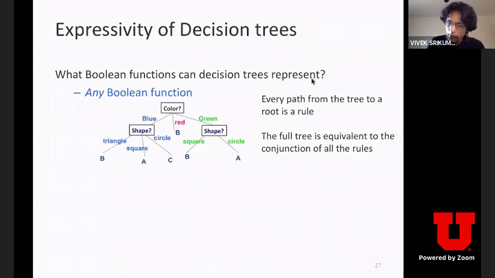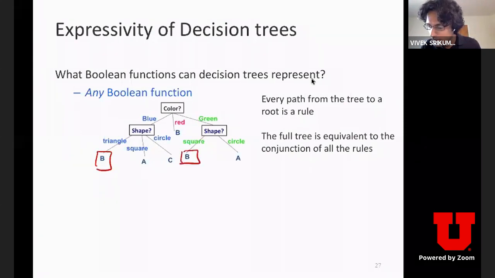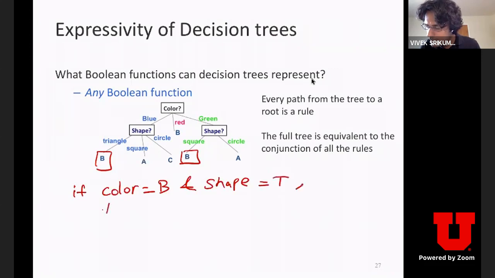So when we talk about the expressiveness of decision trees, well, the answer is actually rather simple. Decision trees can represent any Boolean function. And the way to think about that is, let's take this tree here as an example. So when will the label be a B? So the labels will be here, and here. So I can say something like, if color equals blue and shape equals triangle, then, or actually, let me write it this way.